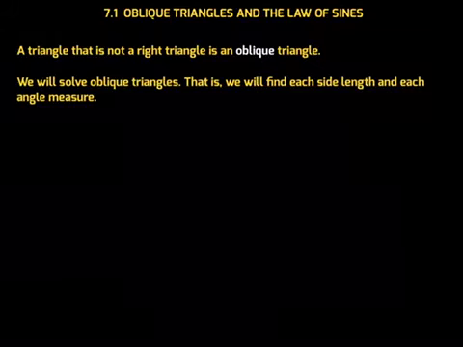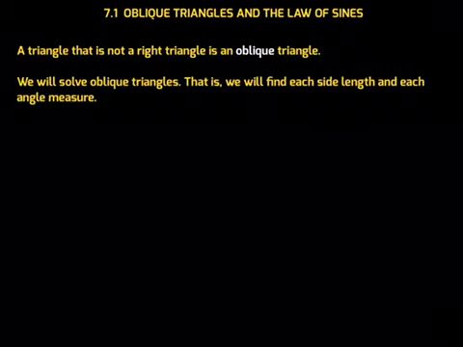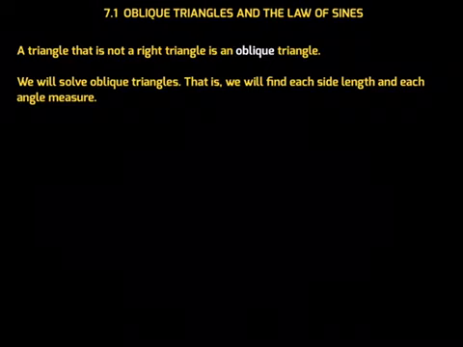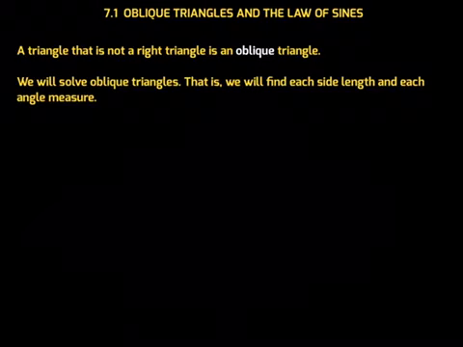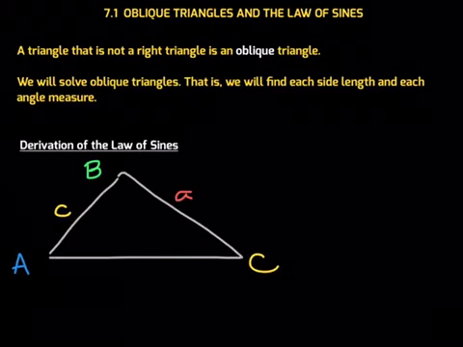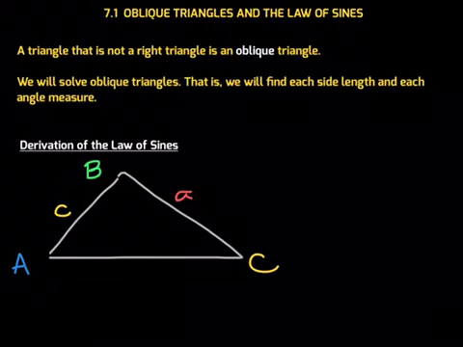To get this started, let's start with a triangle that is not a right triangle. If a triangle is not a right triangle, that means it's either an acute triangle or an obtuse triangle. I've started with an acute triangle here. That means all of the angles within this triangle are acute.